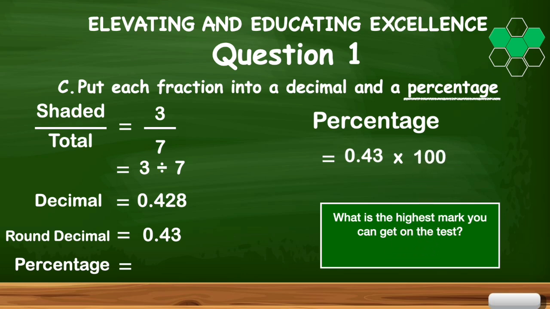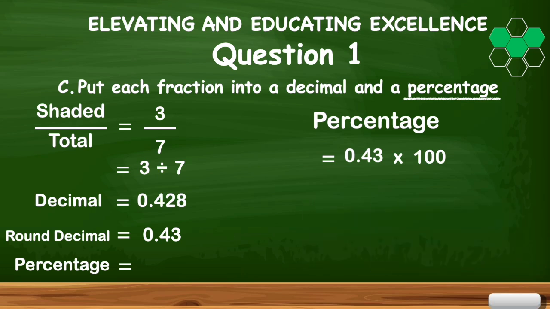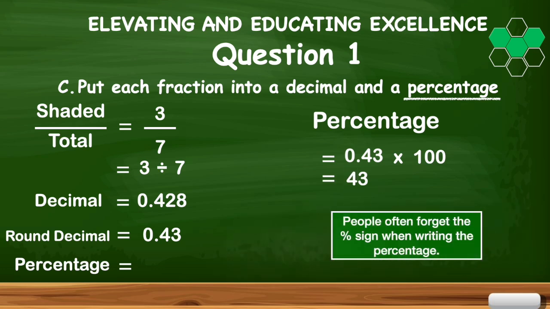So 0.43 times 100 equals 43. People often forget the percent sign when writing the percentage, so don't forget. So the answer is 43%.